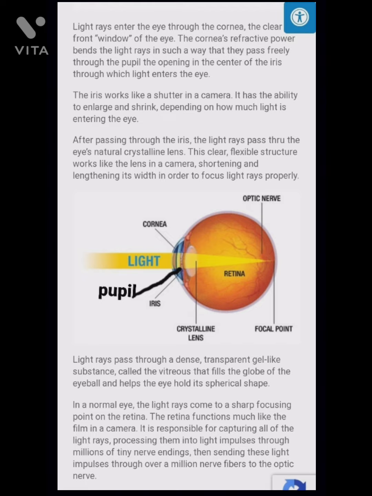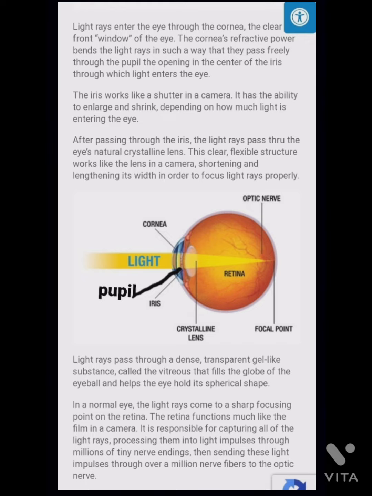The iris works like the shutter in a camera. You must have seen that the shutter in a camera opens and closes. In the same way, the iris of our eye has the ability to enlarge and shrink. अब जो iris है हमारी आंख का, ये expand और contract होता है according to the light ज़्यादा या कम होने के. The shrinking and expansion of the iris totally depends on how much light is entering the eye.